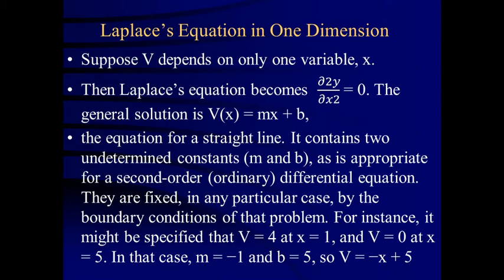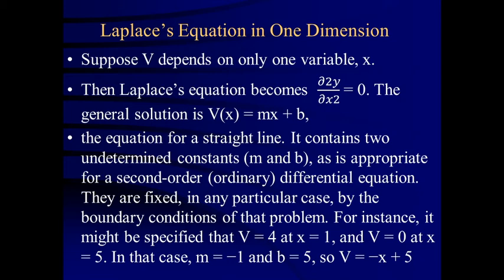only. And in that case, the Laplace equation is converted into d square V upon dx square equal to 0. And for this ordinary differential equation, the general solution is V(x) is equal to mx plus b. This is the equation for a straight line. It contains two undetermined constants, m and b, as is appropriate for a second order ordinary differential equation. They are fixed in any particular case by the boundary conditions of that problem. That means m and b are some arbitrary constants.